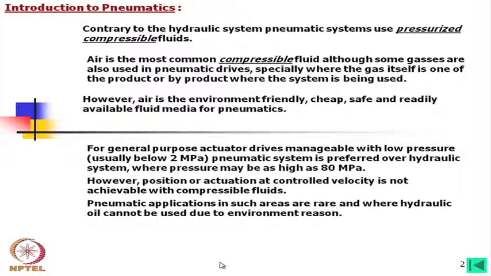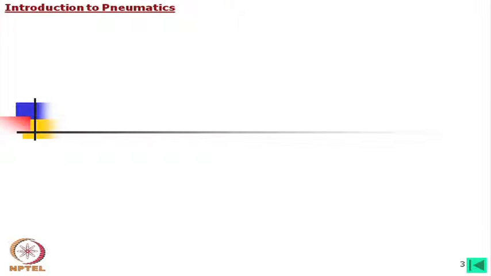Pneumatic applications in such areas are rare, and are used where hydraulic oil cannot be used due to environmental reasons. Actually, in some cases it is a compromise where the hydraulic oil cannot be used due to environmental reasons. So, it is better to go for pneumatic applications, for example in the food processing industry. Also, less accurate performance is acceptable.